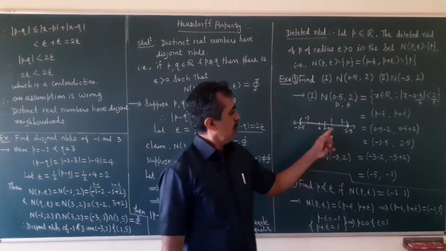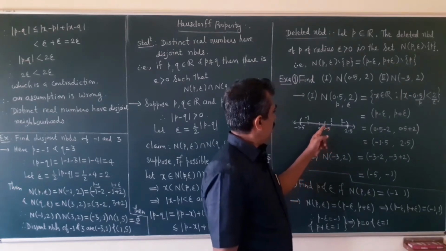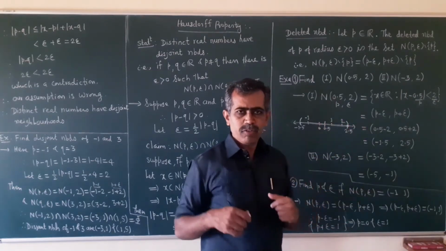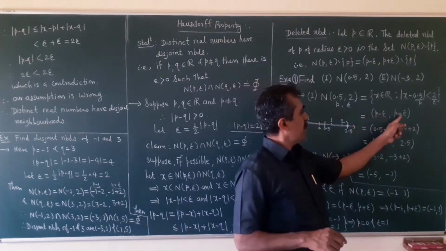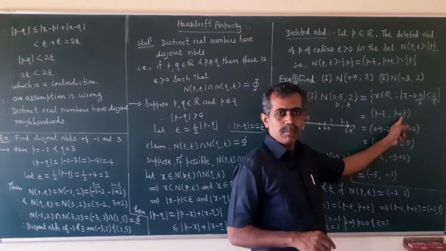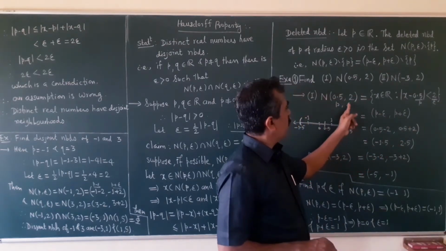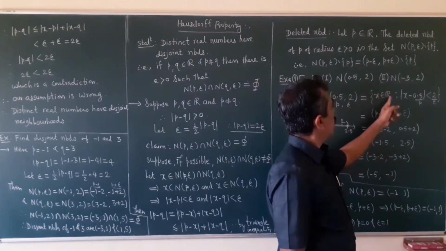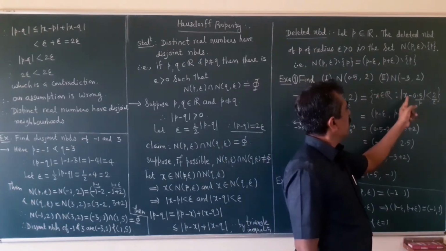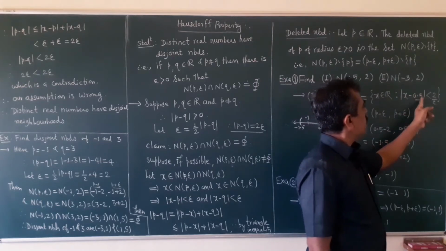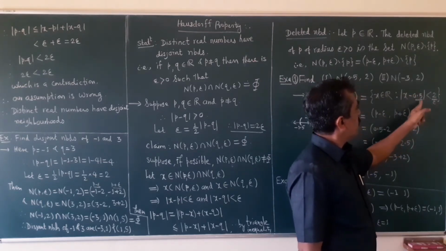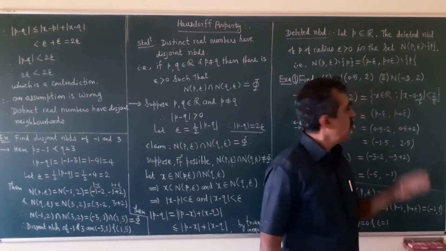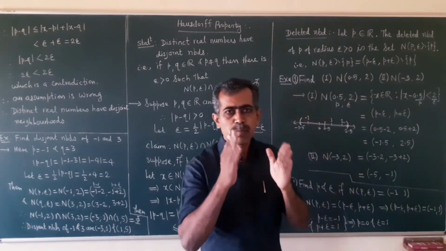Now when we consider the deleted neighborhood, first of all see what is the neighborhood: the open interval p minus epsilon, p plus epsilon. So the neighborhood of a point p of radius epsilon, as we have seen last time, is the set of all x belonging to R such that mod of x minus p is less than epsilon. Mod of x minus p less than epsilon means all those real numbers whose distance from p is less than epsilon.